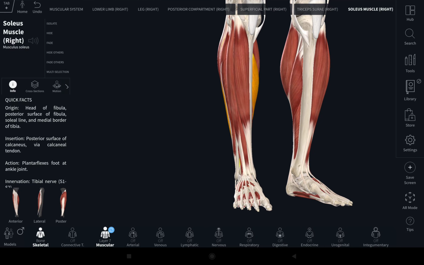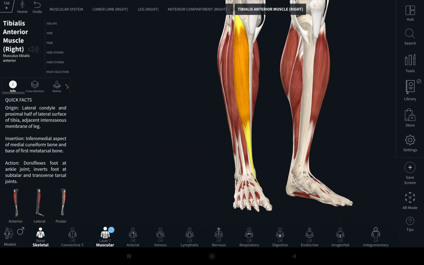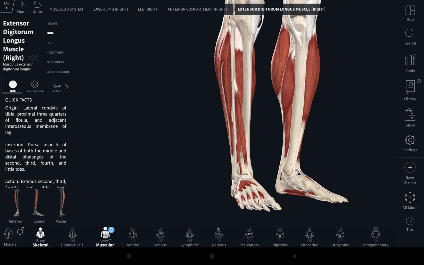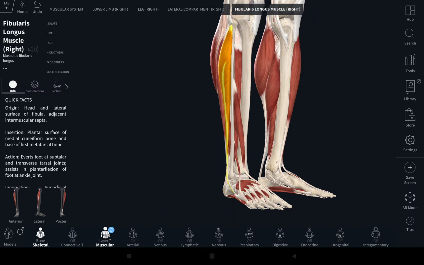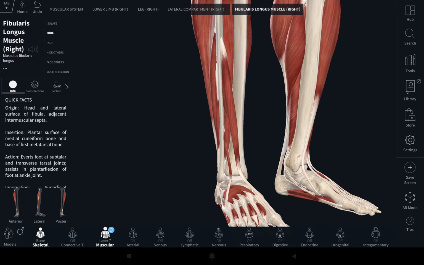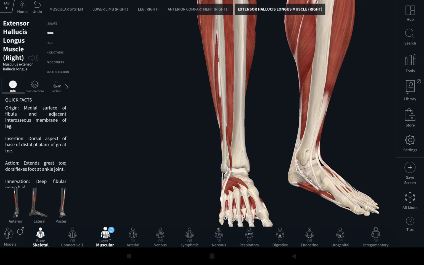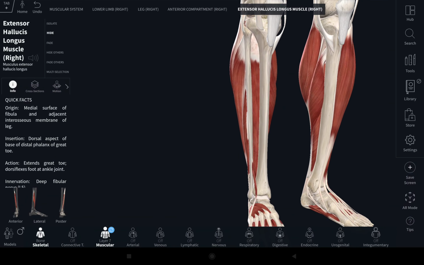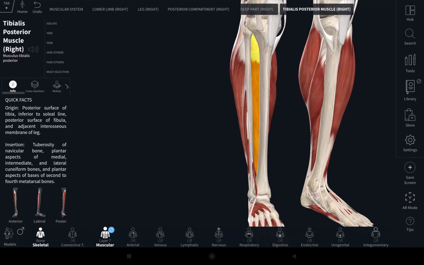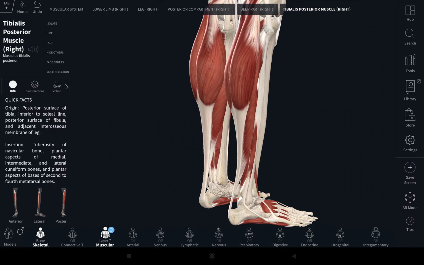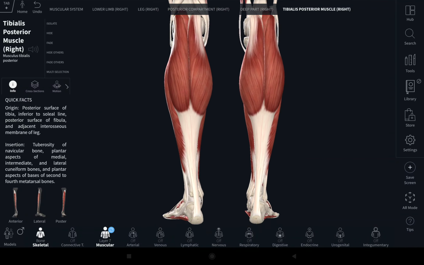So if we remove the muscles of your anterior leg one by one: first the tibialis anterior muscle, then the extensor digitorum longus muscle, then the peroneus or fibularis longus muscle, then the extensor hallucis longus muscle, then a muscle is exposed, which is the tibialis posterior muscle. It is a deep muscle of the posterior compartment of your leg.